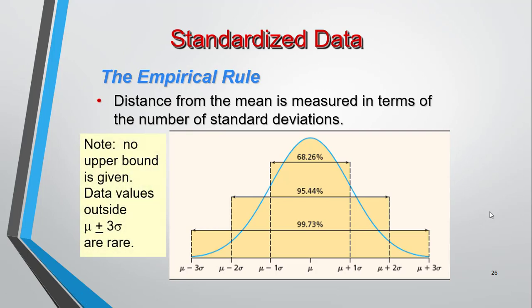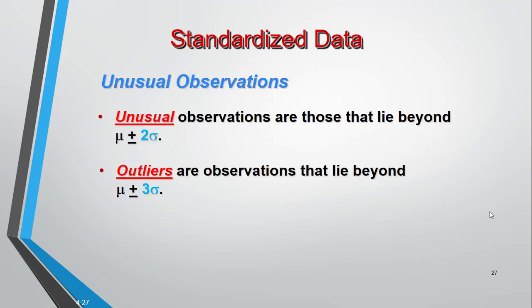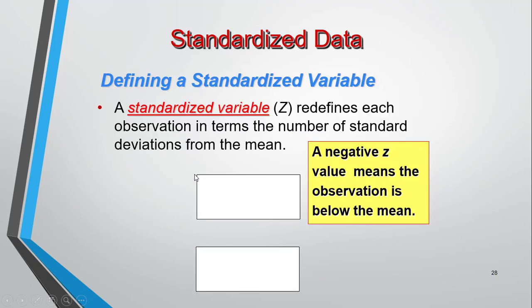So no upper bound is given. Then data values outside are rare, less than 3%. What about those numbers that really go beyond 2 sigma or 3 sigma? We call those unusual observations if they lie beyond the plus 2 sigma or less than minus 2 sigma. If they're beyond the 3 sigma, we call them outliers, real outliers. Okay?